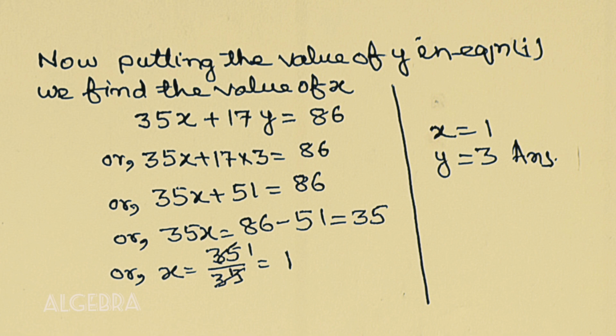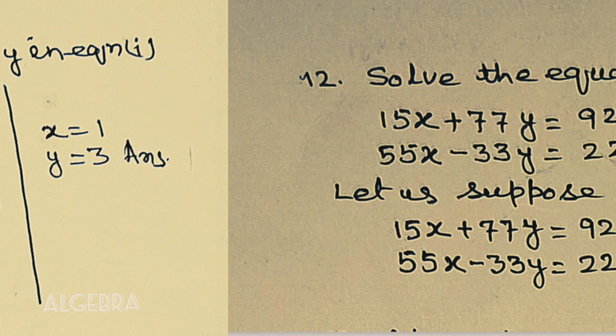35x plus 17y is equal to 86, or 35x plus 17 into 3 is equal to 86, or 35x plus 51 is equal to 86, or 35x is equal to 86 minus 51 is equal to 35, or x is equal to 35 by 35 is equal to 1. So x is equal to 1 and y is equal to 3. Answer 12. Solve the equations.